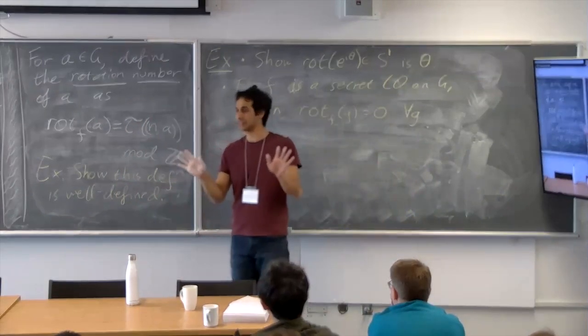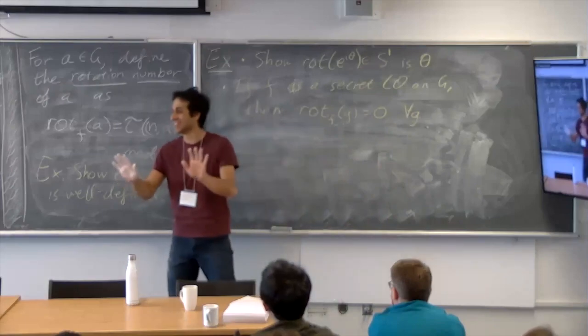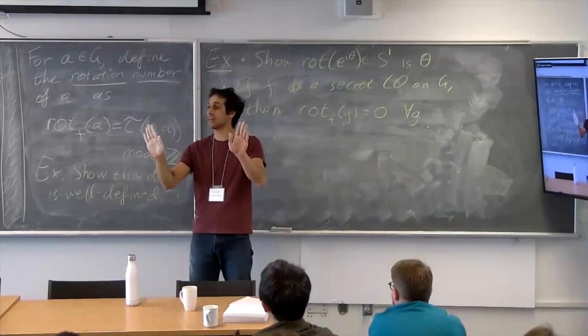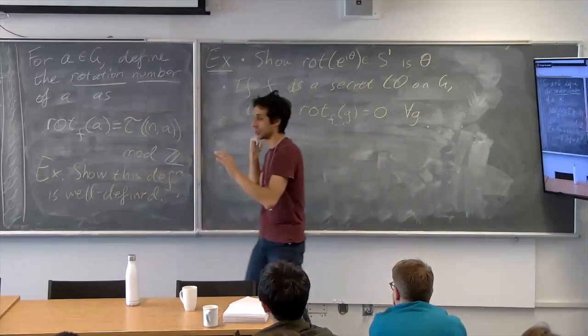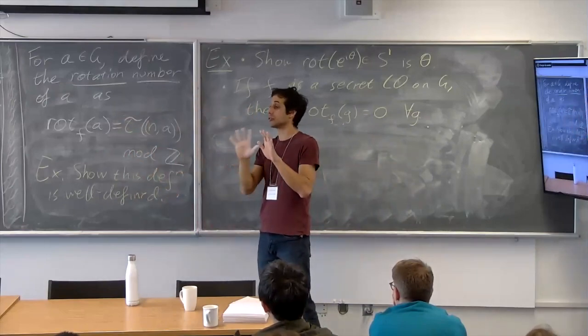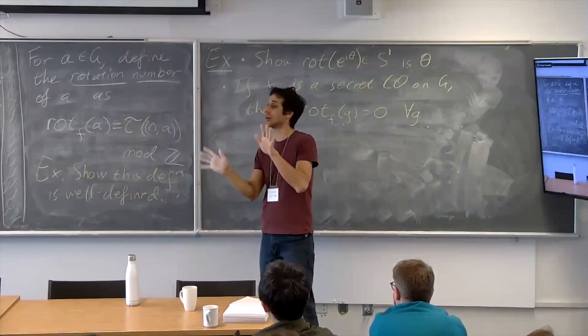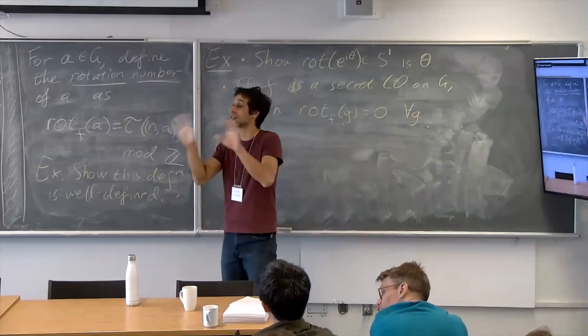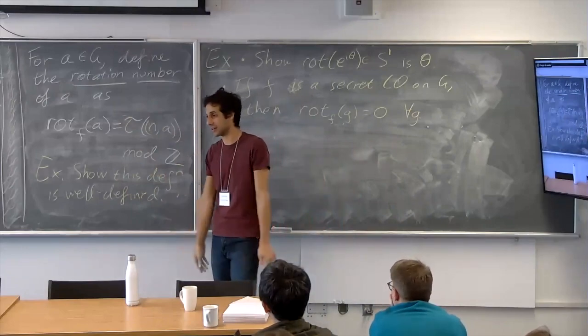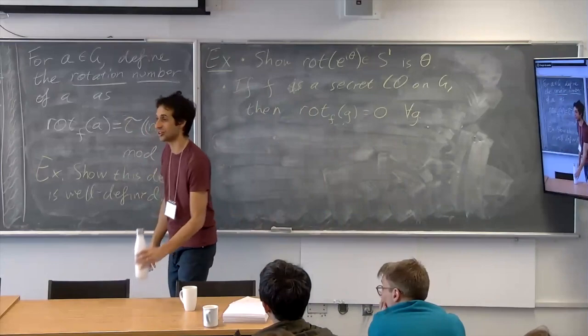Yeah, just to translate, so I understand. So there's an example where every element acts by rotation number 0, but the whole group does not act with a global fixed point. So its bounded cohomology class is not secretly a left ordering. Yeah, okay. Great. Good to know.